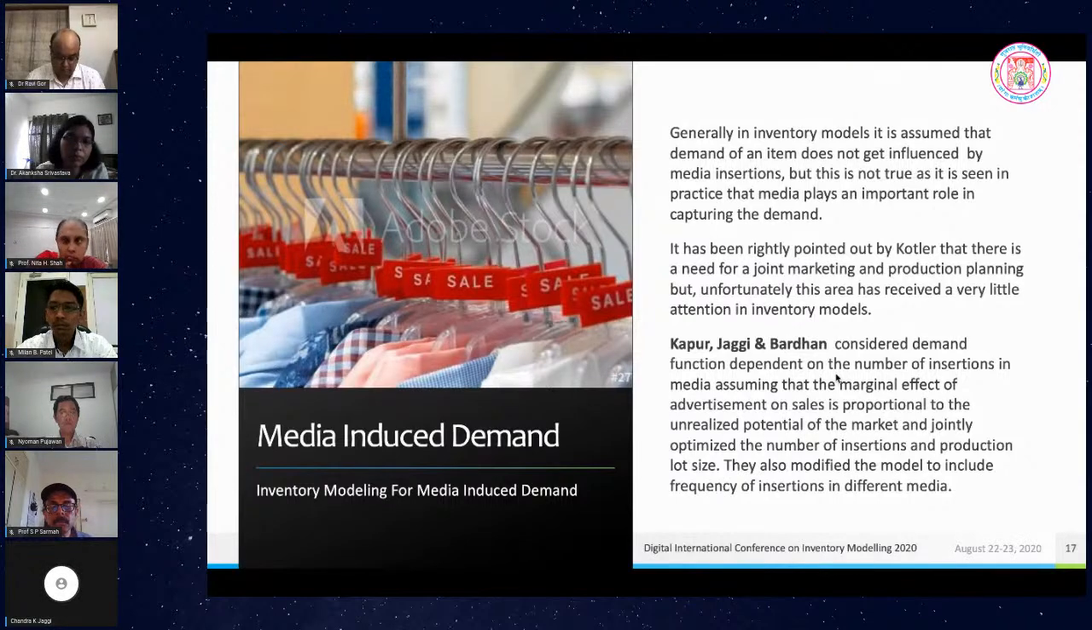Then we look into media-induced demand. Media basically plays a very vital role in consumers' minds. It keeps an impression in the customers' minds. It has been rightly pointed out by Kotler that there is a need for joint marketing and production planning, but unfortunately this area has received very little attention in inventory models. In one paper by Kapoor, Jaggi and Bardhan, they try to explore how media insertion has an impact on the demand behavior of the product among people in the market. Next, please.